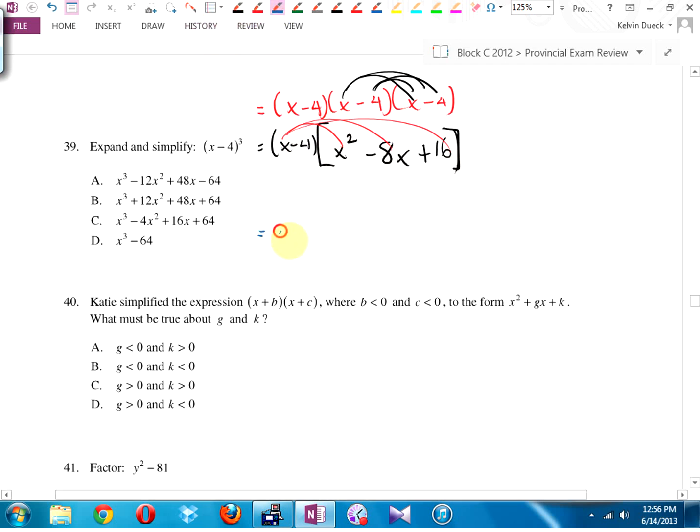I'll get x cubed minus 8x squareds plus 16x's. And then, Anthony, I'm going to go times, times, times. I'll get minus 4x squared. I'll get positive 32x. I'll get minus 48. No, minus 64.